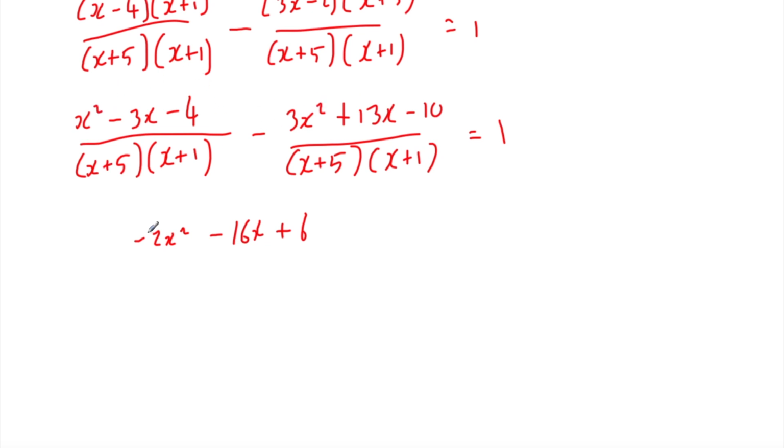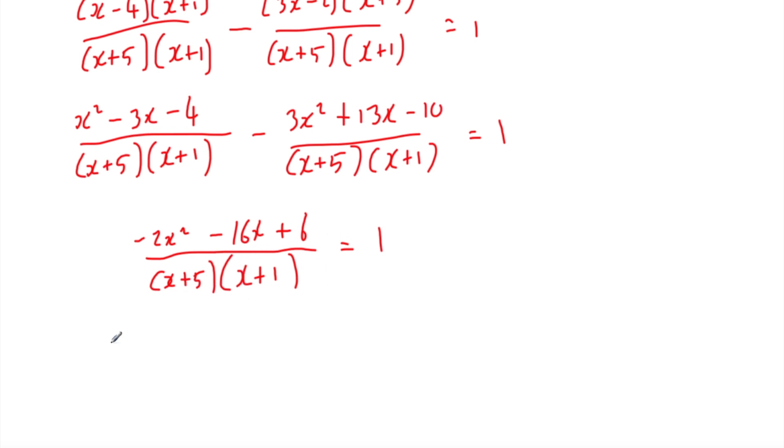X squared take away 3x squared would be minus 2x squared. Minus 3x, take away 13x would be minus 16x's, and minus 4 minus minus 10 would be 6. And that's all divided by (x plus 5)(x plus 1), and that equals 1. Okay, so we've now got our algebraic fraction. It equals 1. So actually at this point, you can say the numerator equals the denominator and then just solve that equation. Or you could times both sides of the equation by the denominator here.